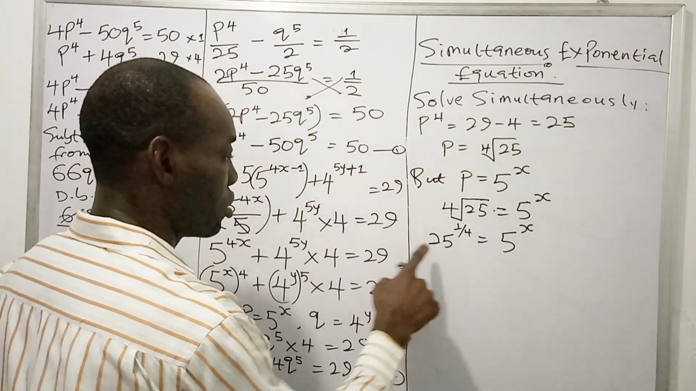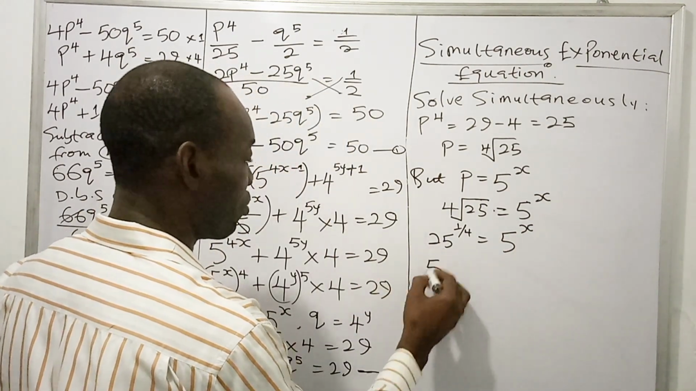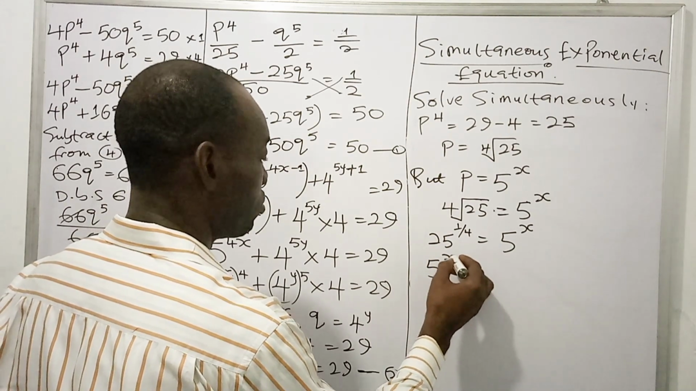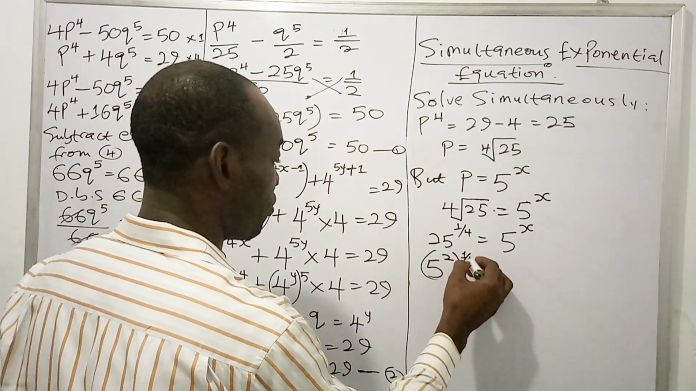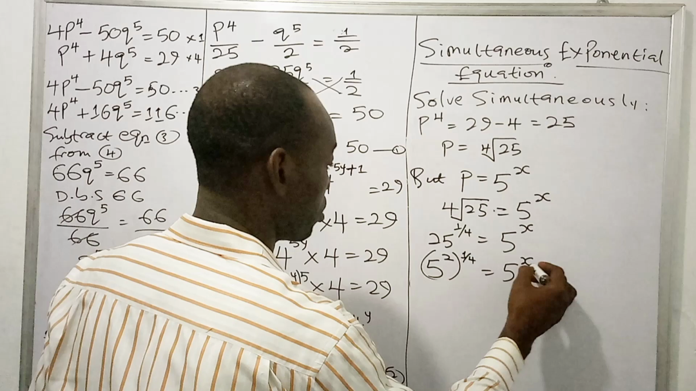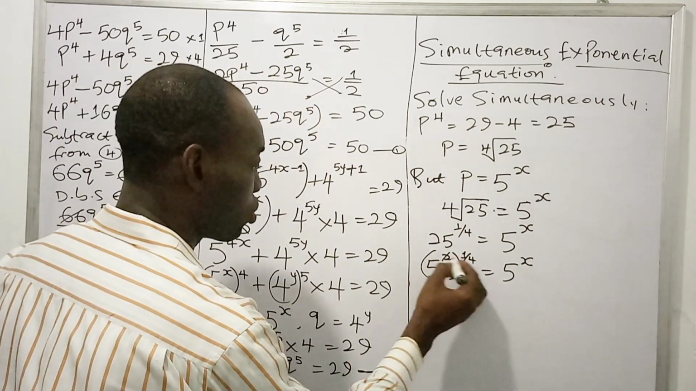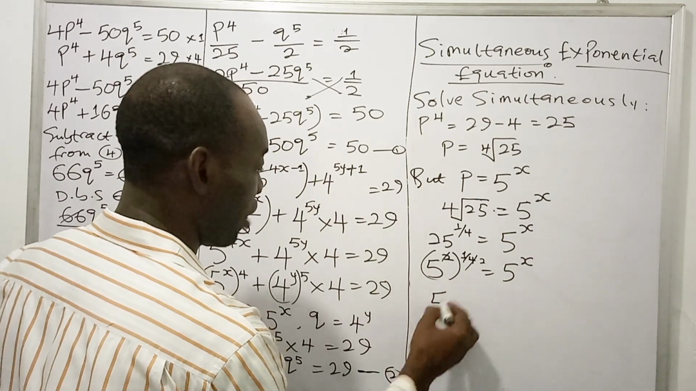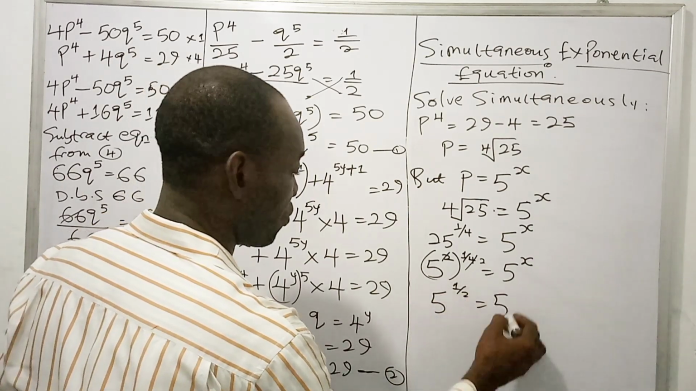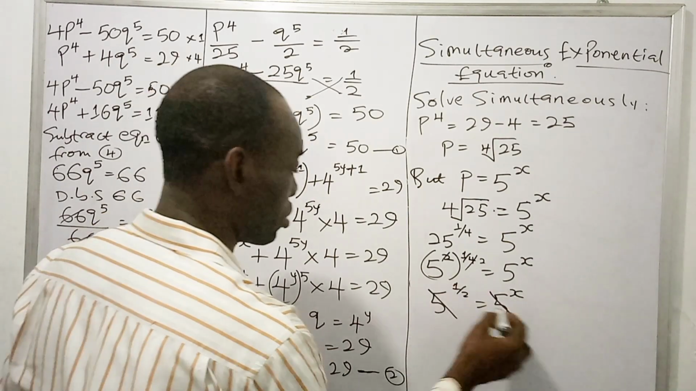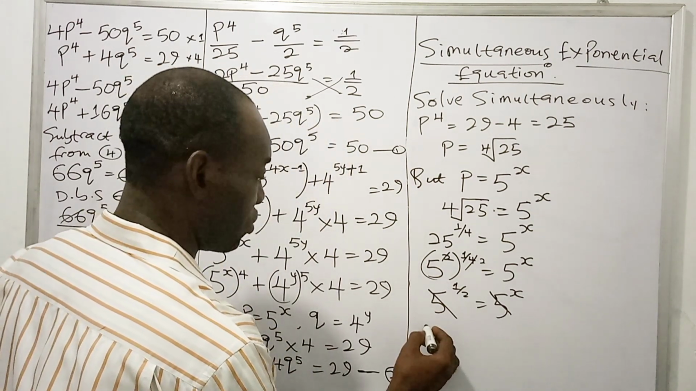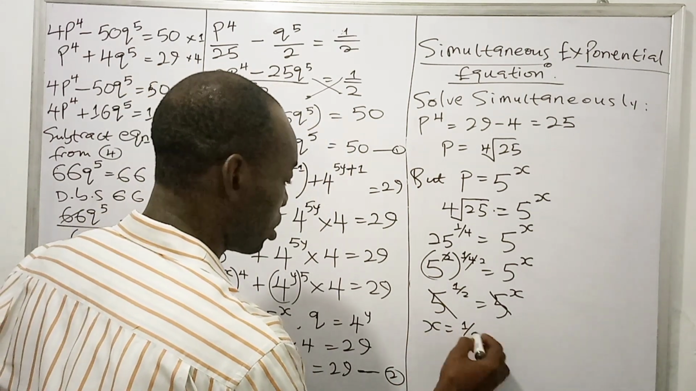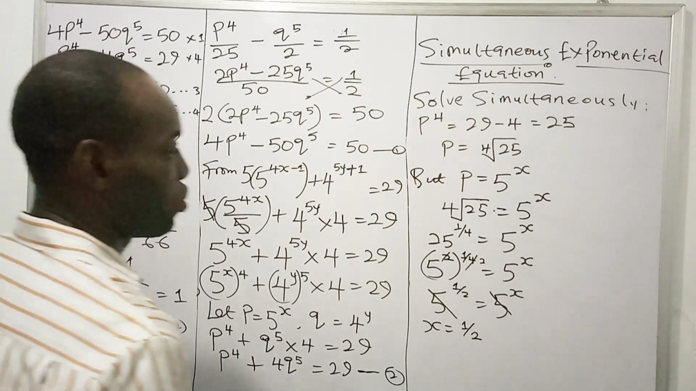Then the 25 is the same thing as 5 raised to the power 2. So 5 raised to the power 2, raised to the power 1 over 4, is equal to 5 raised to the power x. From here, the 2 cancels with the 4, giving 5 raised to the power 1 over 2 is equal to 5 raised to the power x. So when both of them cancel out, the value of x is half.